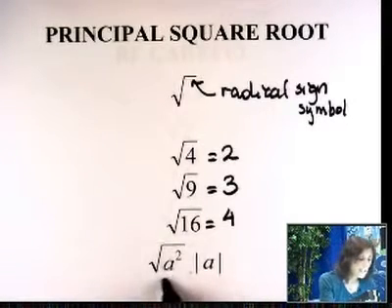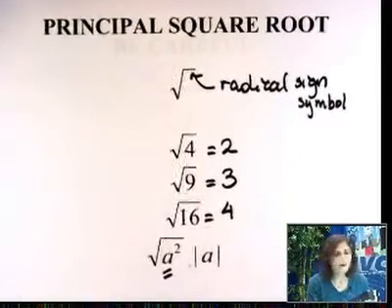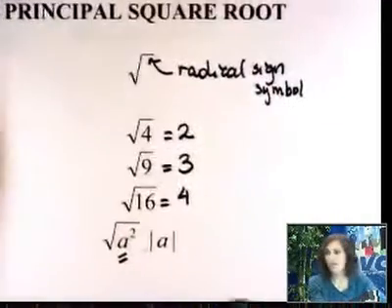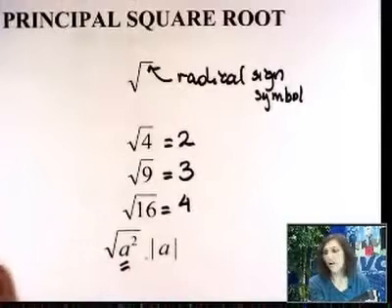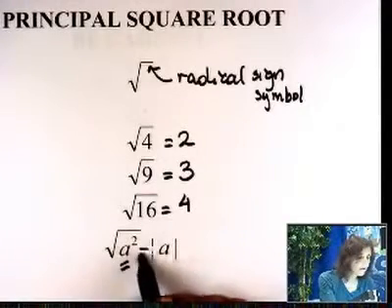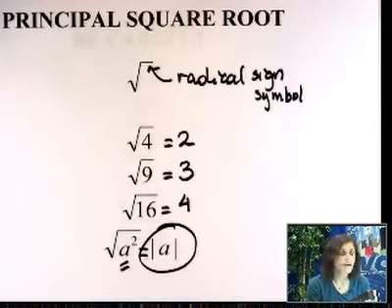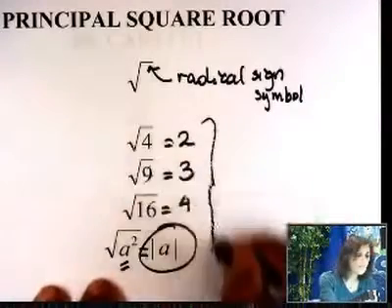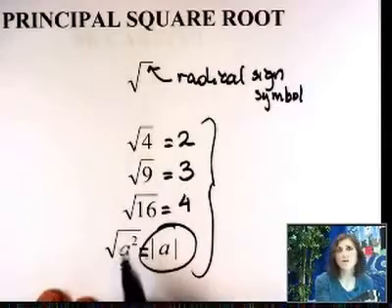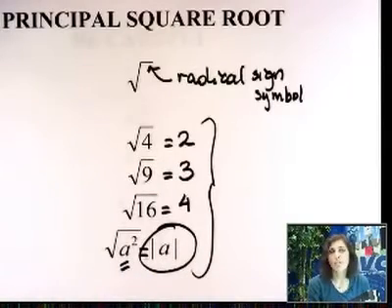So if I take the square root of a square number, which is always positive, this square, I have to write down absolute value of that variable because that variable can be negative. So know the difference between square root of numbers versus square root of variables.